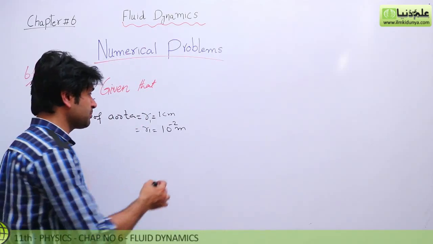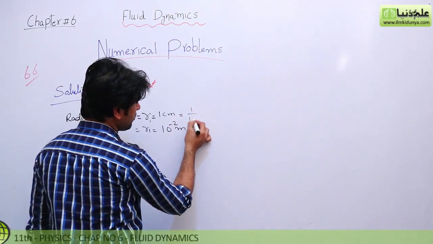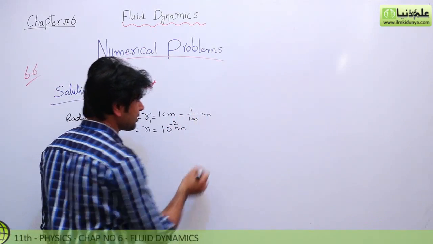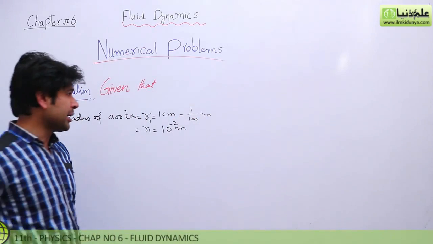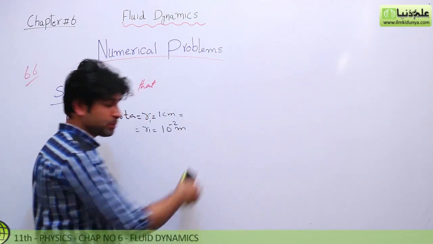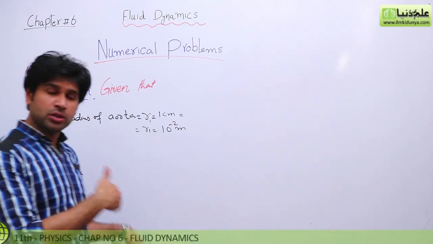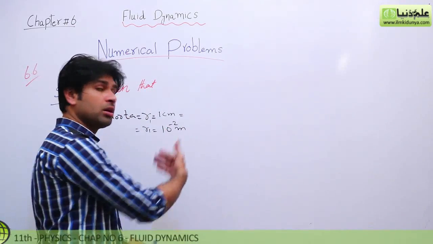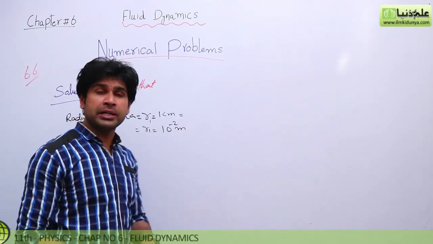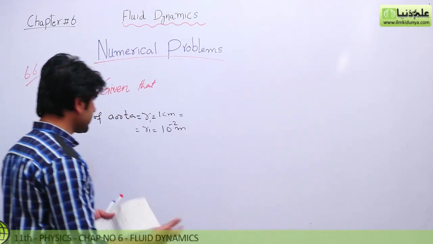How can we solve this? Because to convert this centimeter we will divide by 100, and this will convert into 1 by 100, and we know that 1 by 100 is 10 to the power minus 2, and this 2 in the denominator, when it comes to the numerator, will become 10 to the power minus 2 meter.